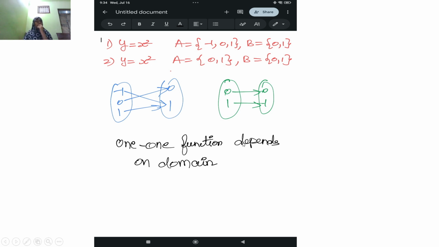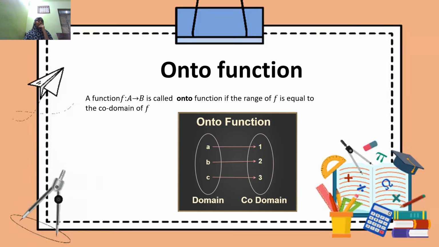image. So what we can understand is, the blue diagram is an example of a many to one function, and the green diagram is an example of a one to one function. We can just understand from this, one to one function depends on domain. Let's go to the next, onto function.